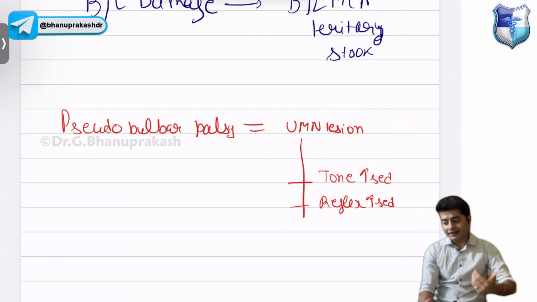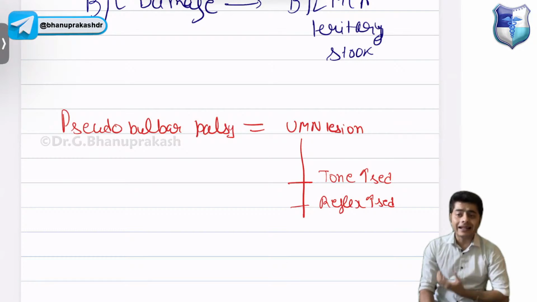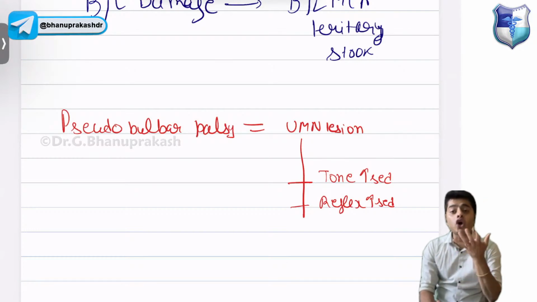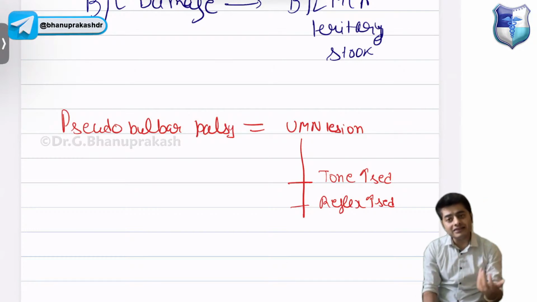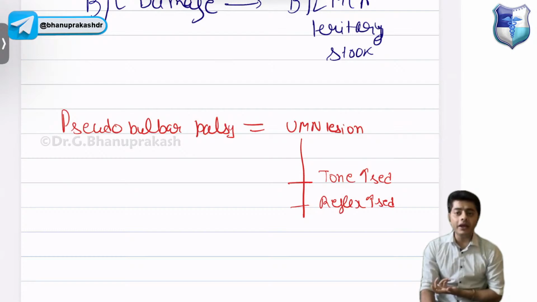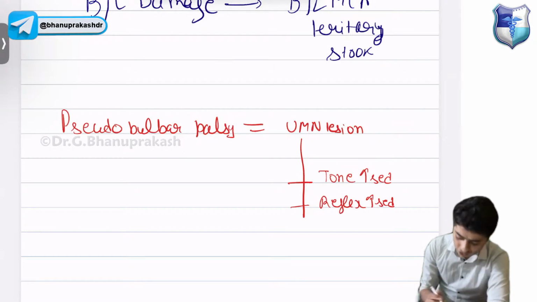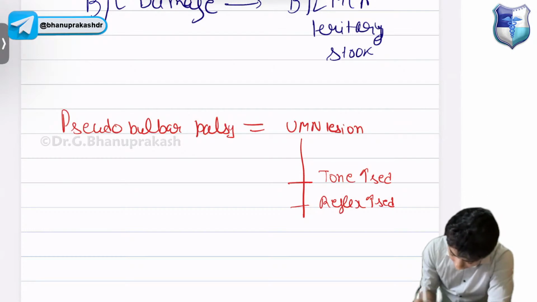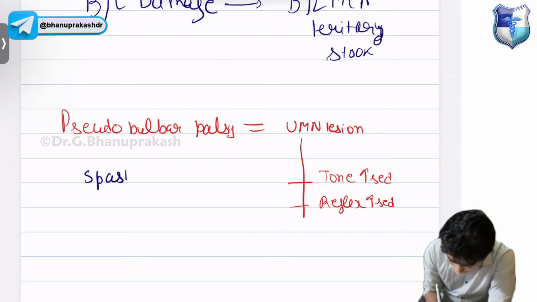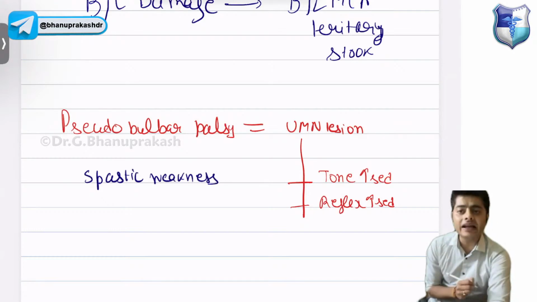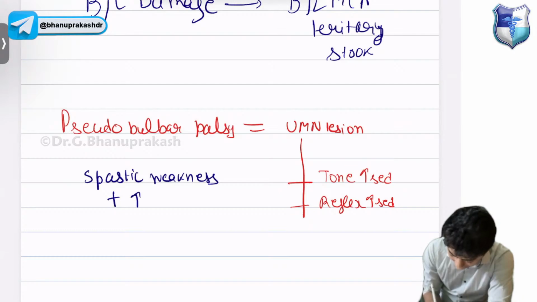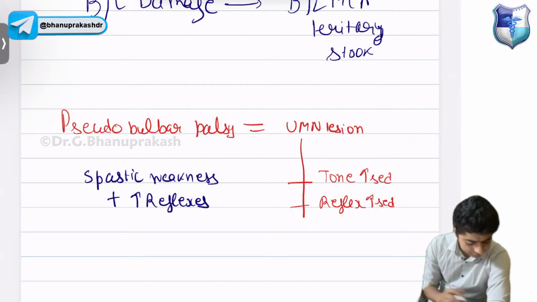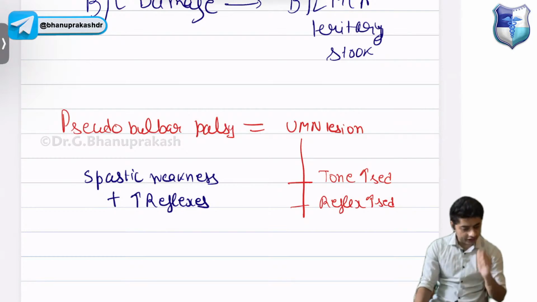So if tone is increased, reflex is increased, all the cranial nerve reflexes, like your gag reflex, like your jaw-jerk reflex, all these reflexes will be increased, and the tone of the muscles will also be increased. So if tone is increased, there will be a spastic kind of weakness, plus increase in reflexes. Yeah, Shri, you are right.